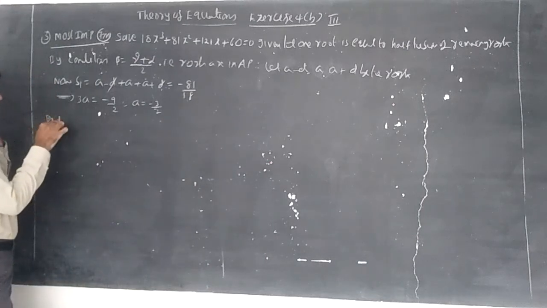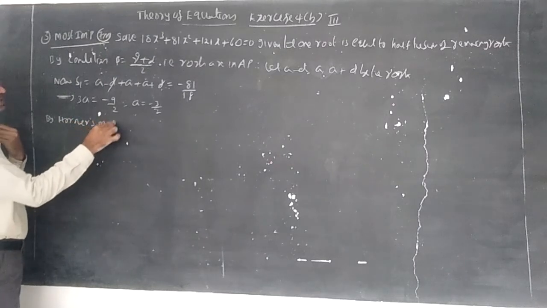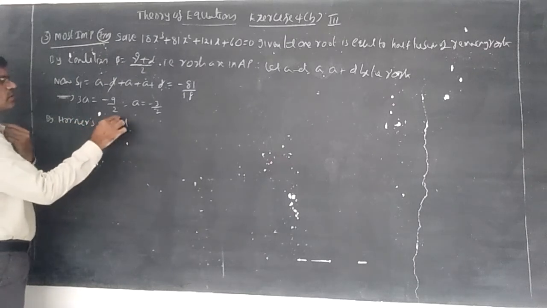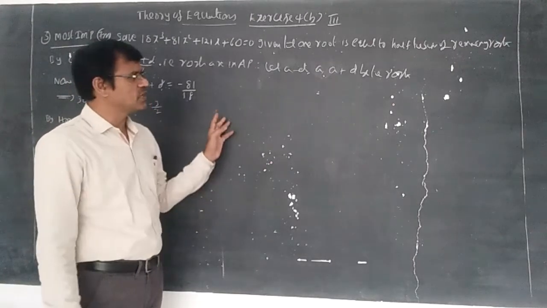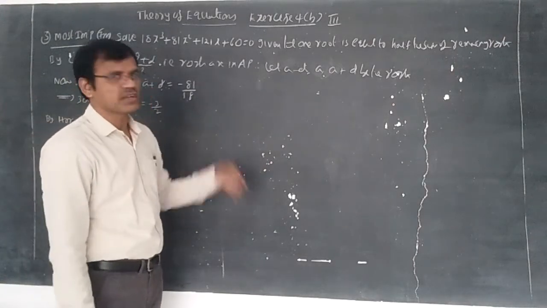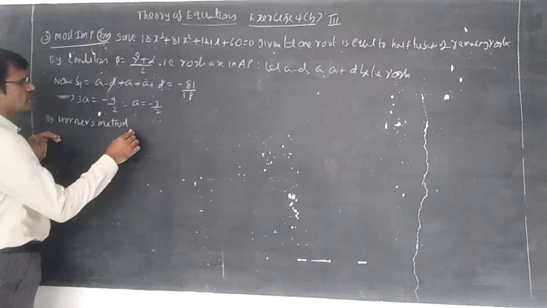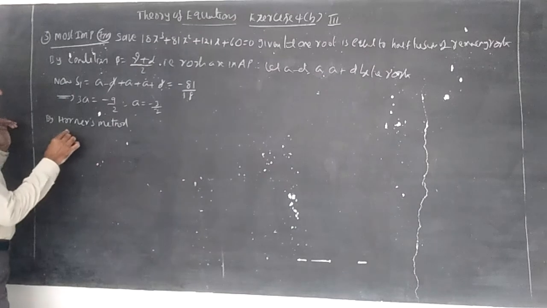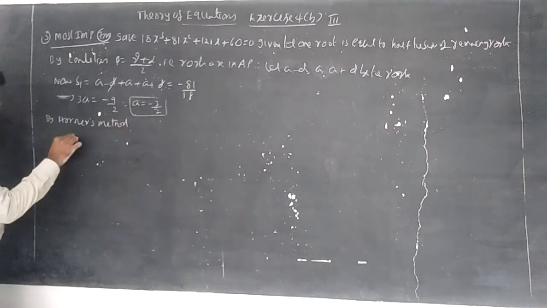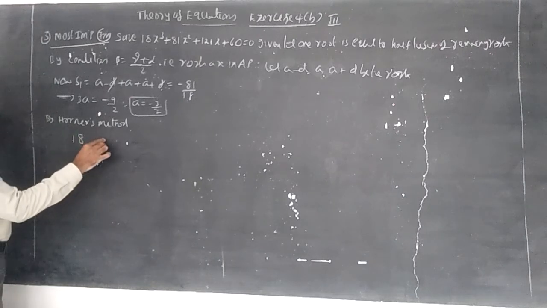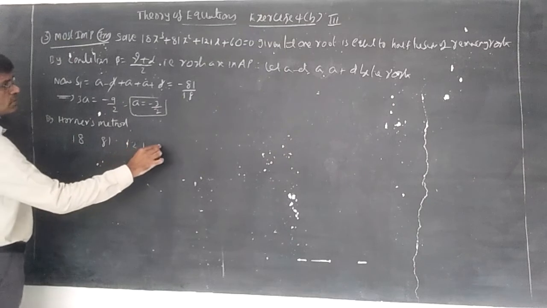So by Horner's method you can write. Here also the product of a minus d, a, a plus d, that method also you can do. By Horner's method I am writing, because minus 3 by 2 is a root. We write here 18, here 81, 120 and 60.